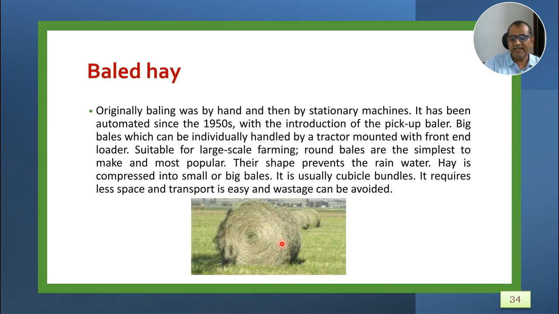Then the baled hay is, as usual, a mechanized thing, and the hay is wrapped in a round ball shape. So that's why it is called baled hay. Originally, baling was by hand, and then stationary machines came, and it has been automated since the 1950s with a lot of machinery, with the introduction of the pickup baler and big bales which can be individually handled by a tractor with a front-mounted loader and suitable for large scale farming.